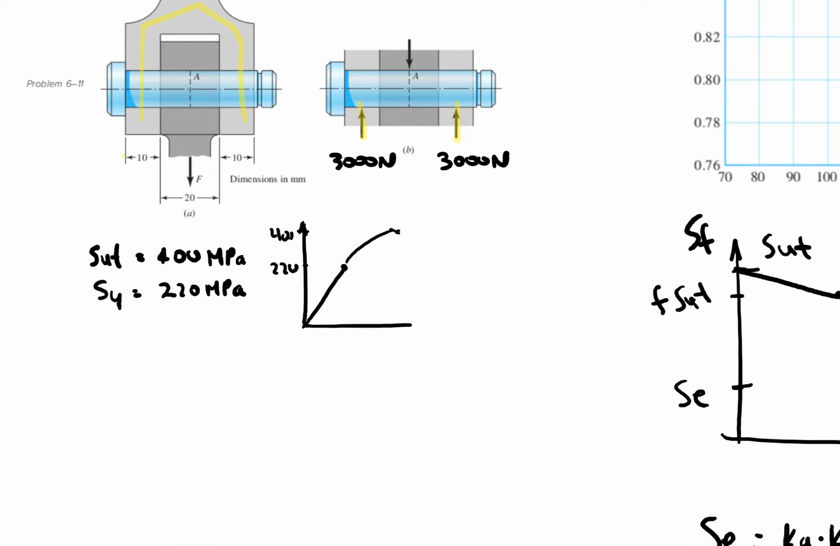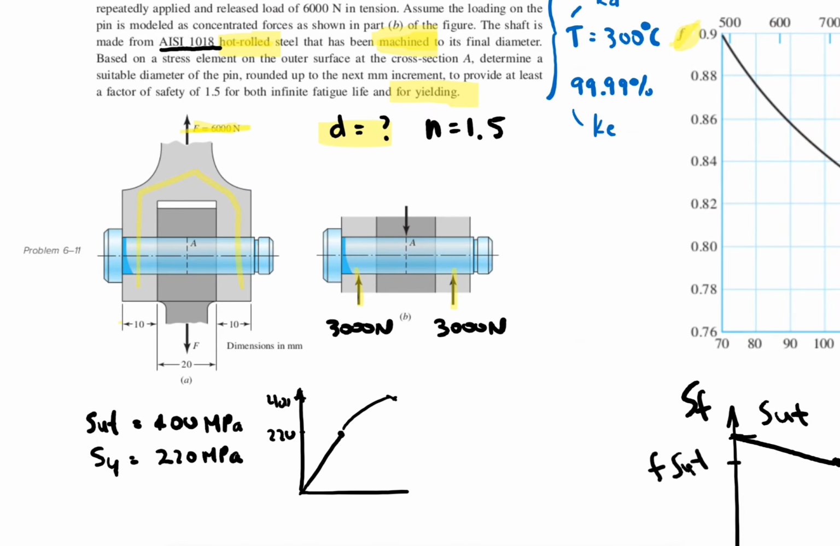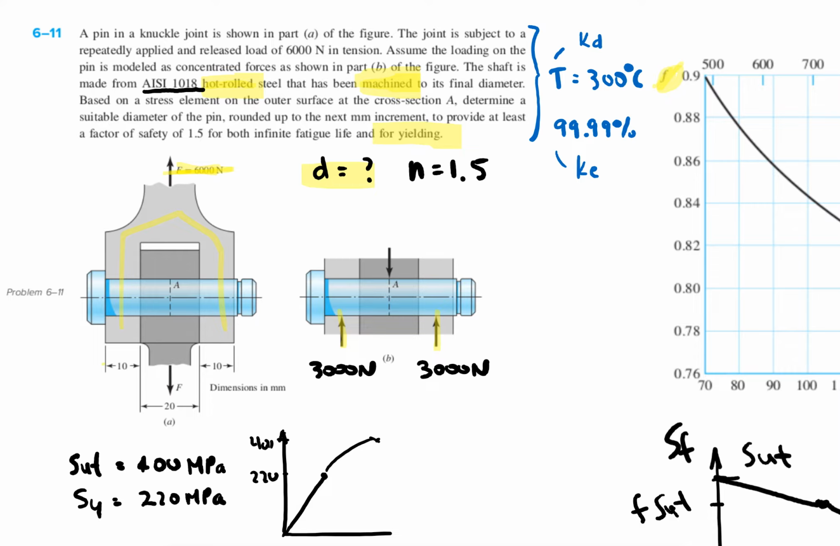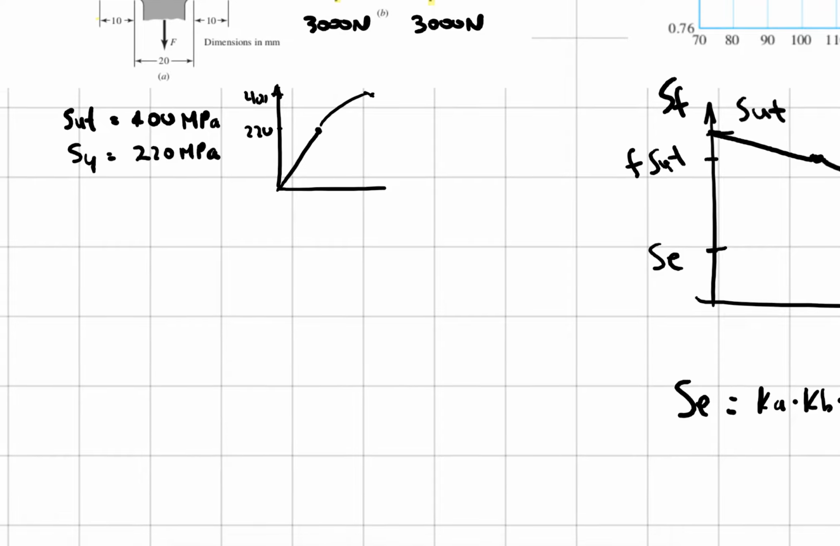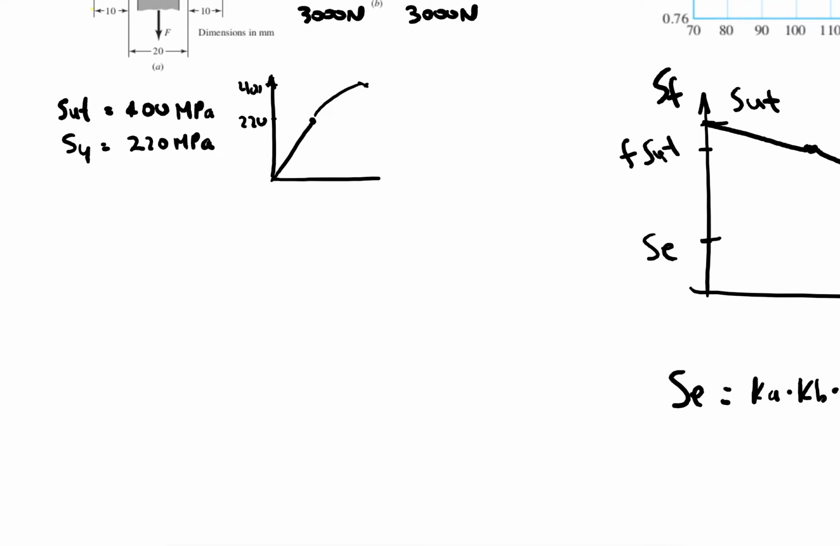So basically, if I didn't know that this was a fatigue problem, because the joint is subject to a repeated applied and released load of 600 newtons, so that's going to give me that fatigue. If I didn't know that, I would just look at the yielding here, and my factor of safety, and with that I would just calculate the diameter. But I know that because it's a cyclic loading, this is going to undergo fatigue, and so I want to know how many cycles it's going to be able to withstand. Okay, so let's just use this first part of the information.